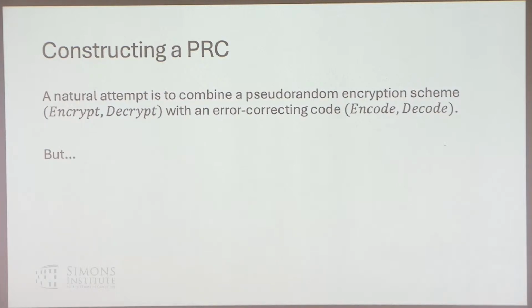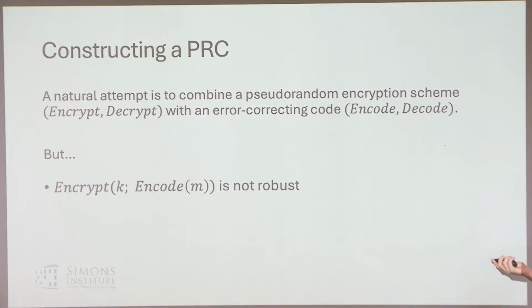Okay, so how do we actually construct these? The first natural thing you might try is, we have pseudorandom encryption and we also have error correcting codes. And so you might try to combine them in some generic way. But the two obvious ways that I could think of have their own problems. So first, you might try to take your message and apply an error correcting code. Now this is robust, but you want it to be a pseudorandom ciphertext, so you just encrypt that. But now you've lost all of the robustness that you gained from the error correcting code.